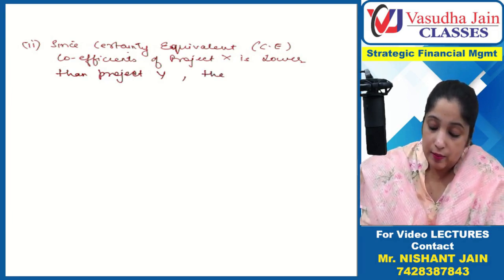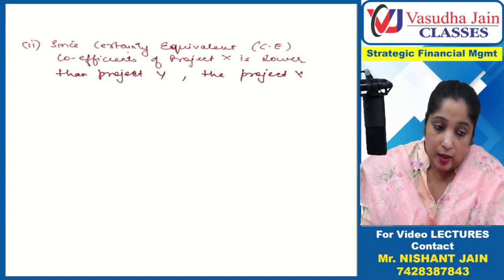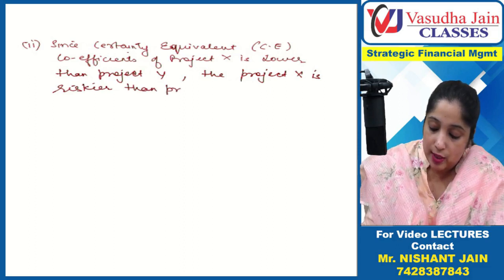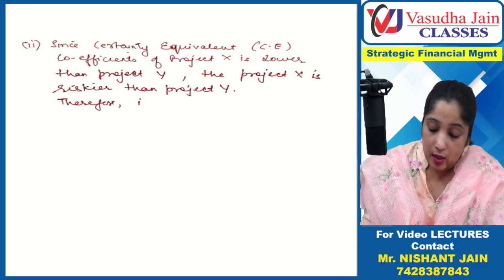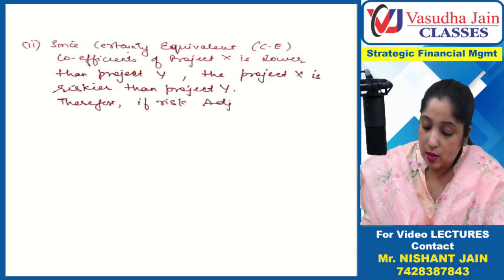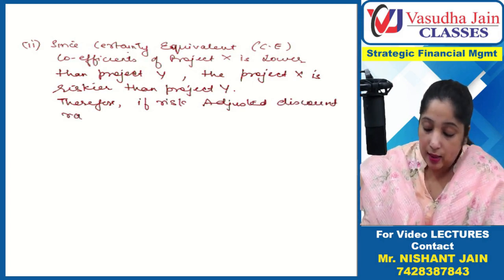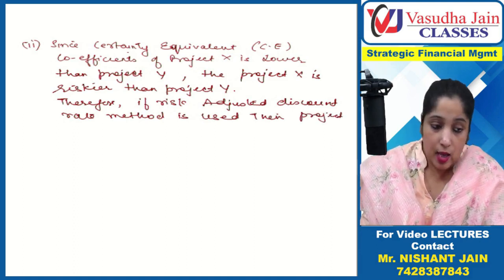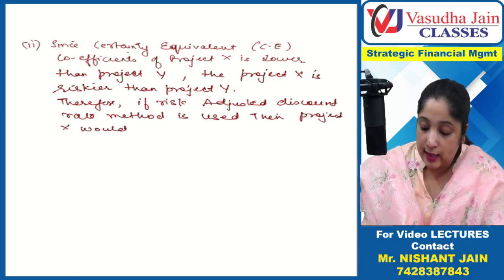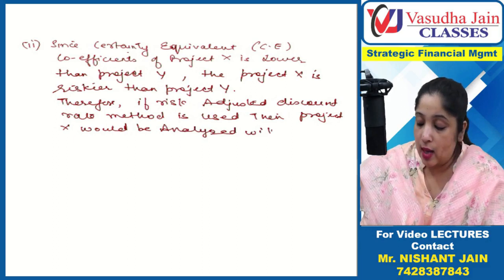The project X is riskier than project Y. Therefore, if the risk-adjusted discount rate method is used, then project X would be analyzed with a higher rate.